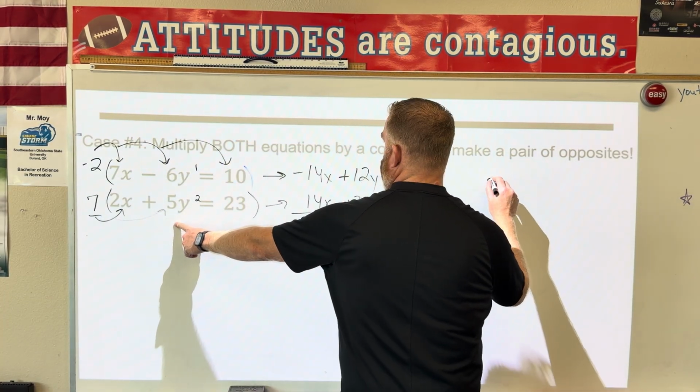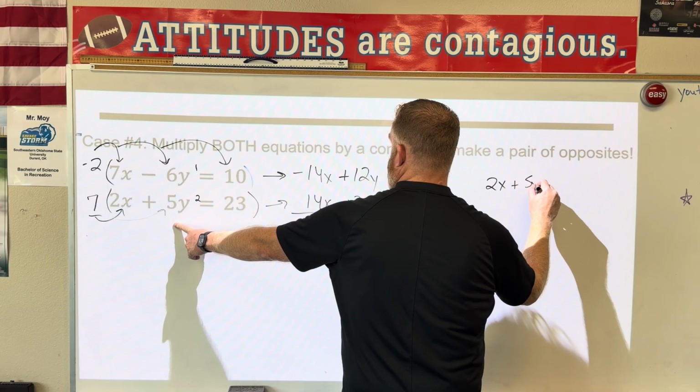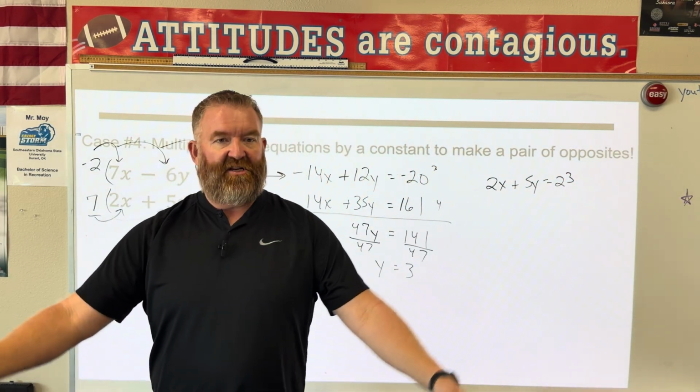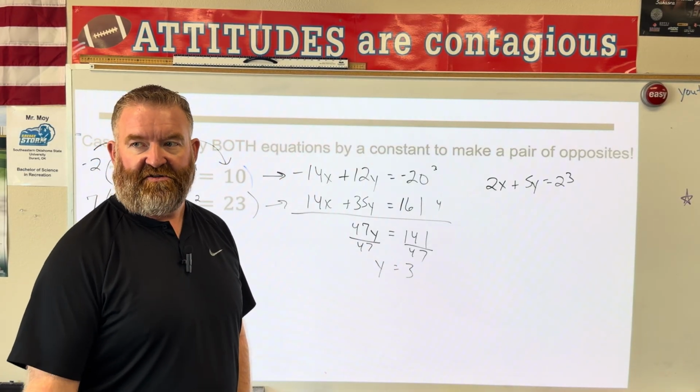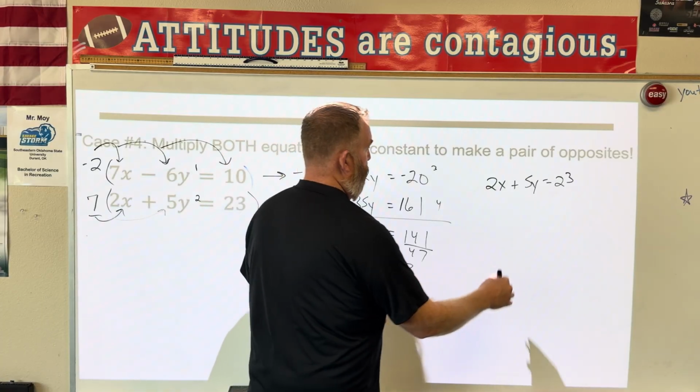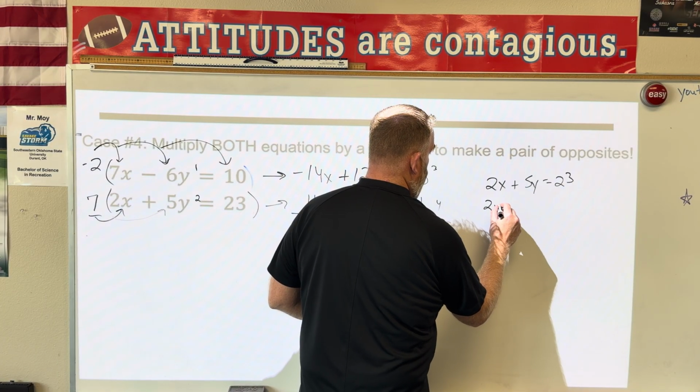2x plus 5y equals 23. That's probably the one I would have chosen because everything is what? Everything's positive and the numbers are small. That's what I would have chosen. What is y? So what am I going to plug in? For what letter? For y.